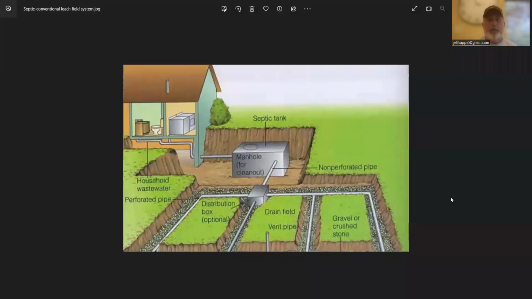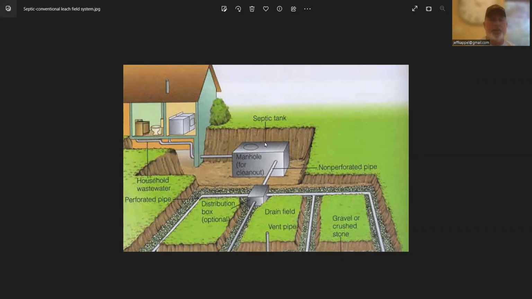So here is the conventional leach field system. You can see over here in the house, here we have brown water, which comes out of sinks and showers, and in this case, clothes washing machines and dishwashing machines, kitchen sink, that kind of thing. And then we also have black water that comes out of the house, which is toilets. All that drain basically flows into a septic tank.